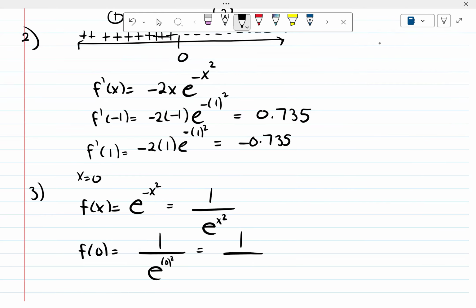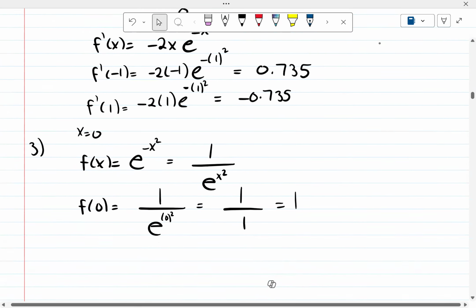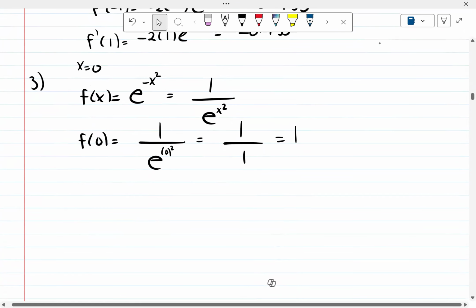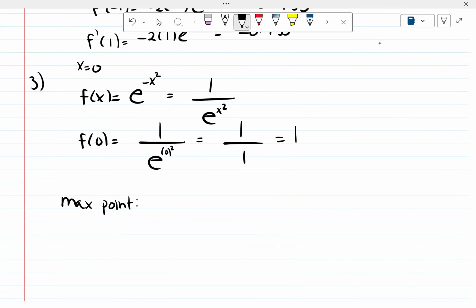e to the 0 is 1. So 1. So you have a max point at 0, comma 1.